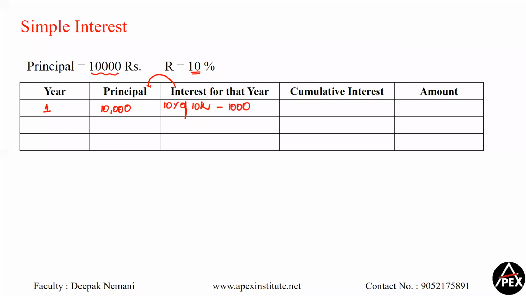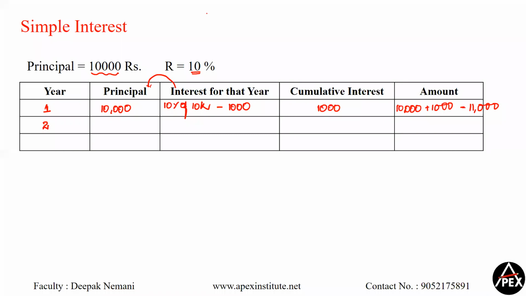Now what is this cumulative interest? Cumulative interest is the total interest that was accrued till that year. Since this is the first year, the cumulative interest will also be 1,000, and the amount at the end of the first year will be 10,000 plus 1,000, which is equal to 11,000. This will be the amount at the end of the first year. Now my question: what will be the principal for the second year?